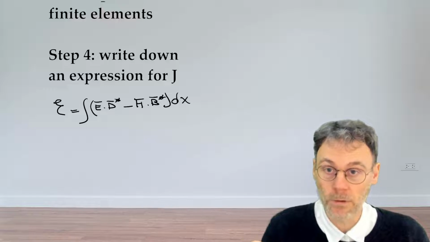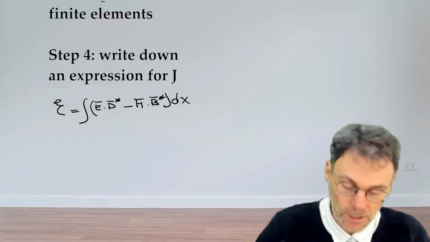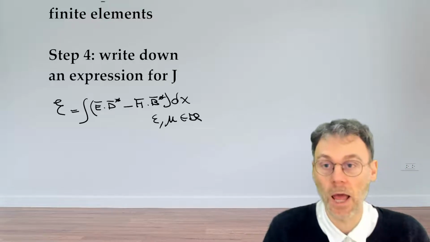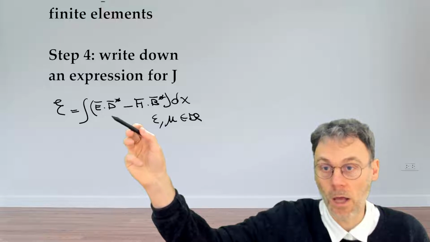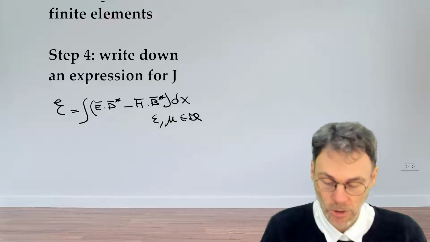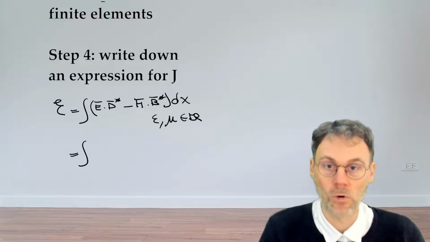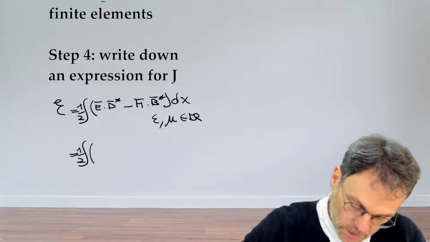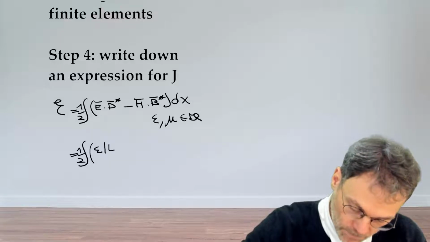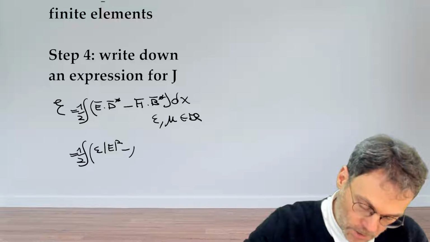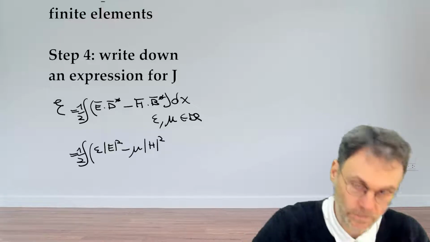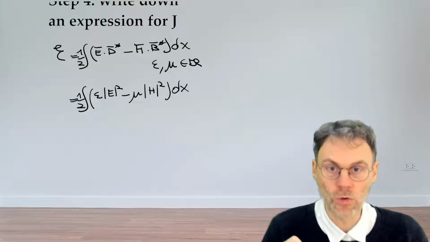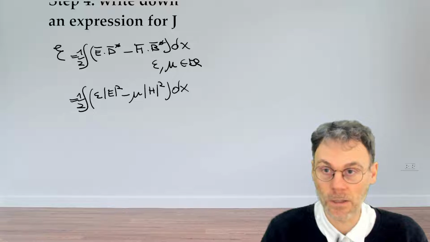Now we're going to make a simple simplification here. Namely, we're going to say that our epsilon and our mu are real valued. So there's no losses here. And this means that we can pry epsilon and mu outside of this complex conjugate, so that we can also write this in a much simpler way. By the way, I forgot a factor 1/2 here. So we can write this as epsilon times the magnitude of the electric field squared minus mu times the magnitude of H squared, dx. Okay. So this is the quantity that we need to calculate.